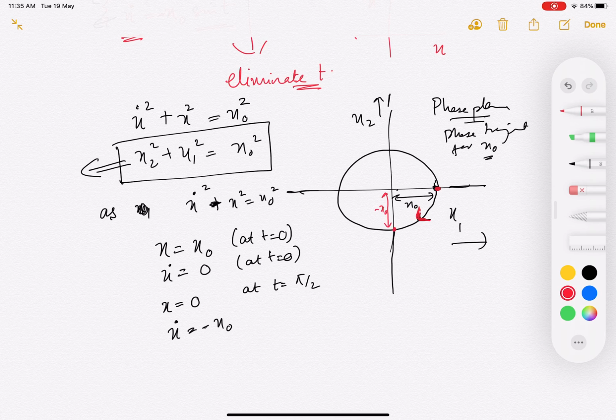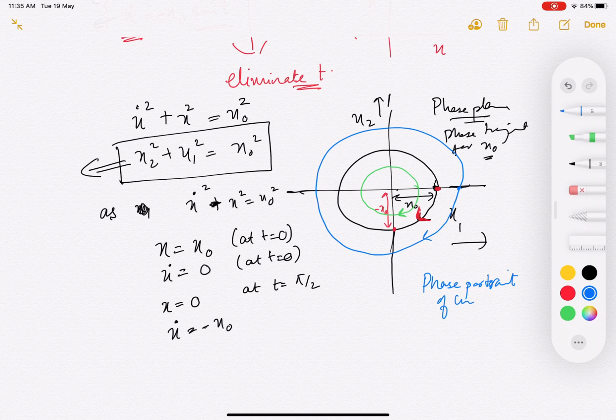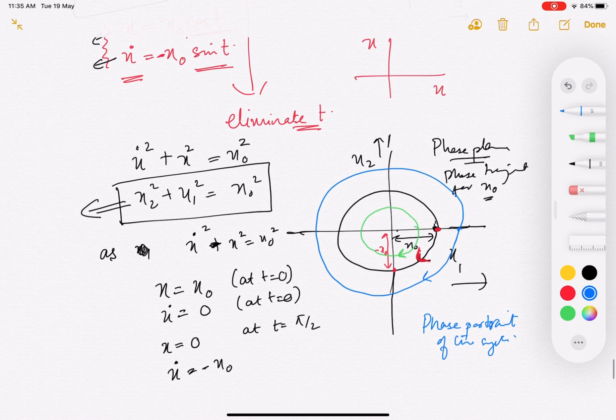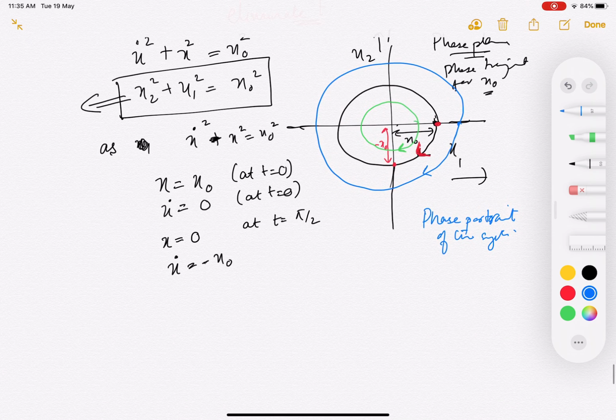So you start from one initial condition, you get this, and if your initial condition changes, suppose your initial displacement is more, that means the radius would be more. So it's going to be like this. And suppose you start with an initial condition in which your radius is less, so you'll get a circle like this, and your arrows are in the same direction. So this is the phase portrait for the second order system, which is a linear system in this case.